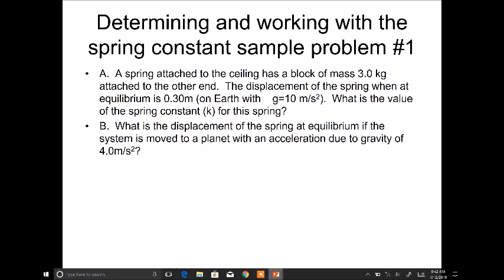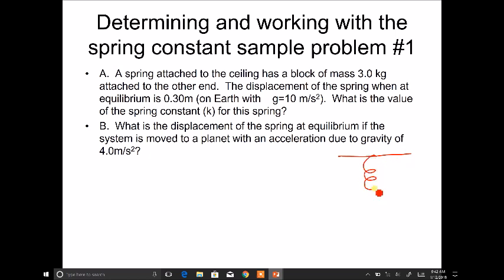So let's look at an example problem. It says a spring is attached to the ceiling and has a block of mass 3 kilograms attached to the other end. The displacement of the spring when at equilibrium is 0.3 meters. We're on Earth with g is 10 meters per second squared. What's the value of the spring constant for the spring?